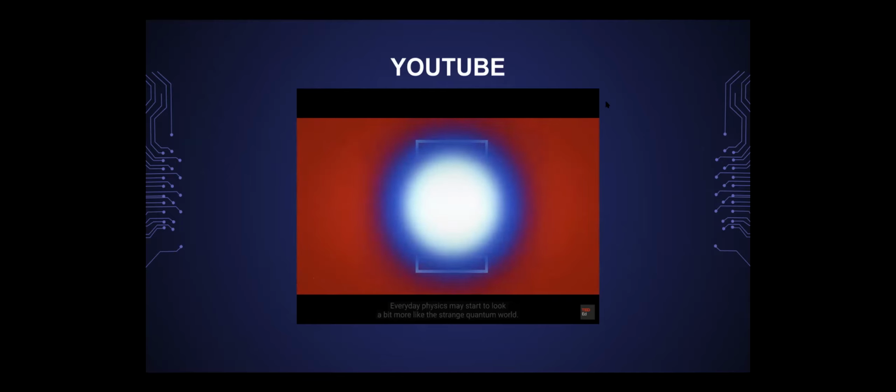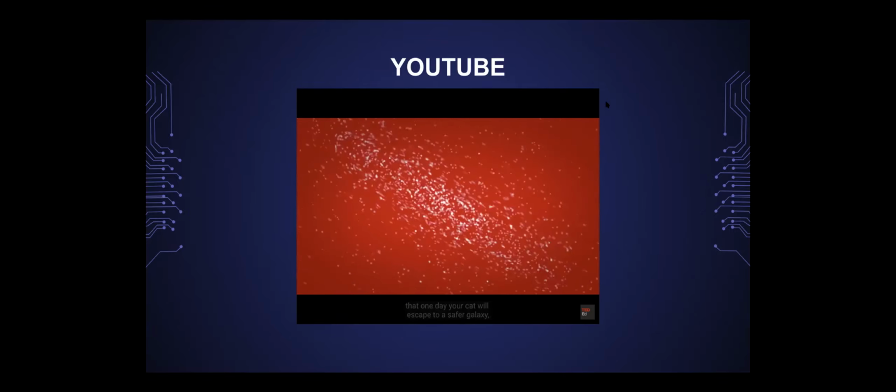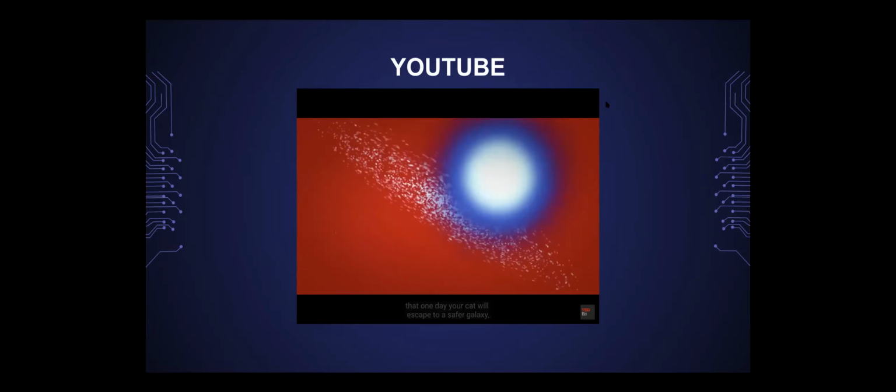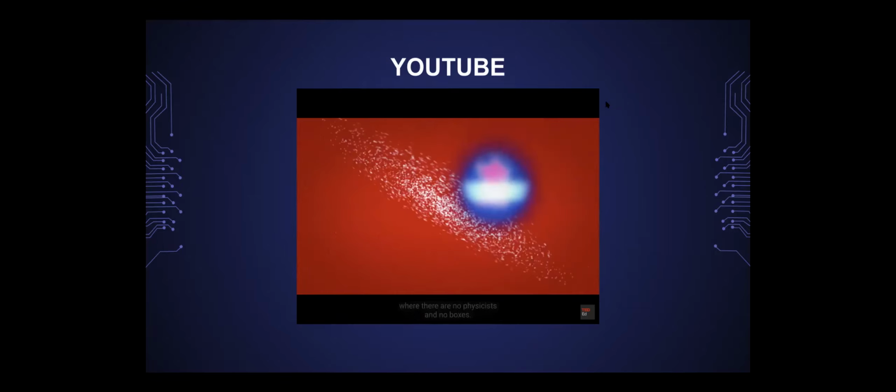Everyday physics may start to look a bit more like the strange quantum world. Quantum teleportation may even progress so far that one day your cat will escape to a safer galaxy where there are no physicists and no boxes.